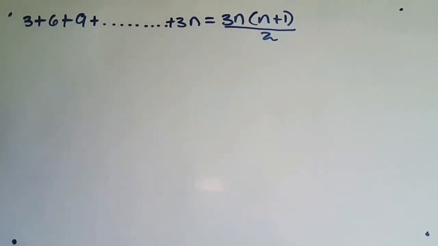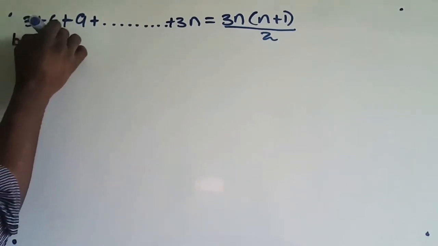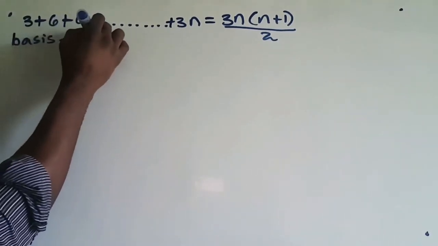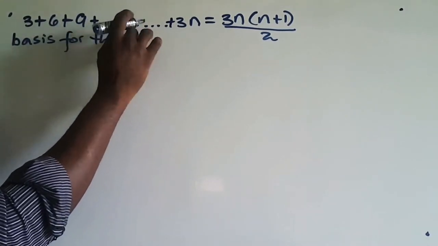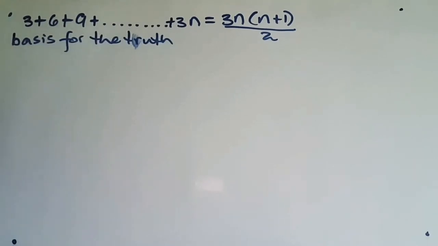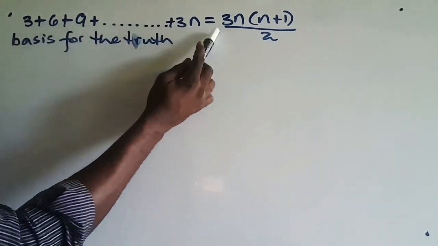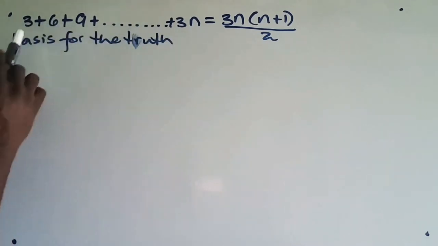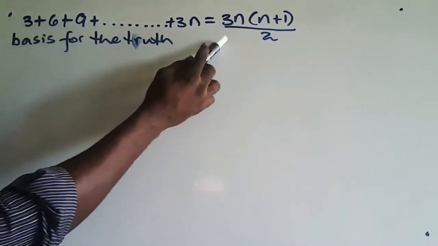In the proof for mathematical induction, there are three phases. One, there is a basis that we test for the truth. So these are n's, the nth term. This is a series because we're adding, so it's summing up each time.